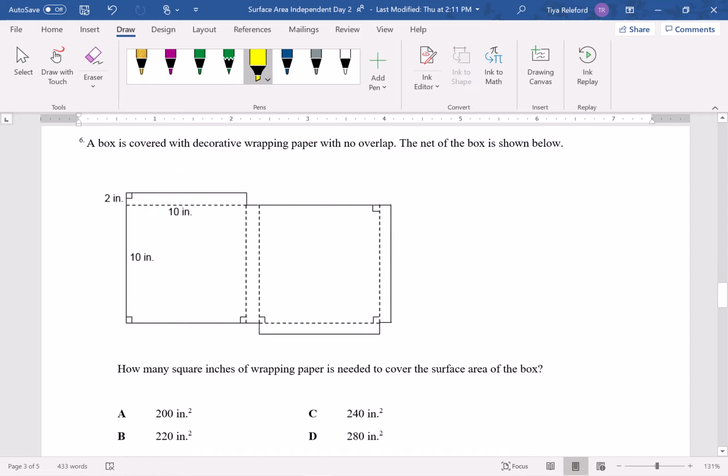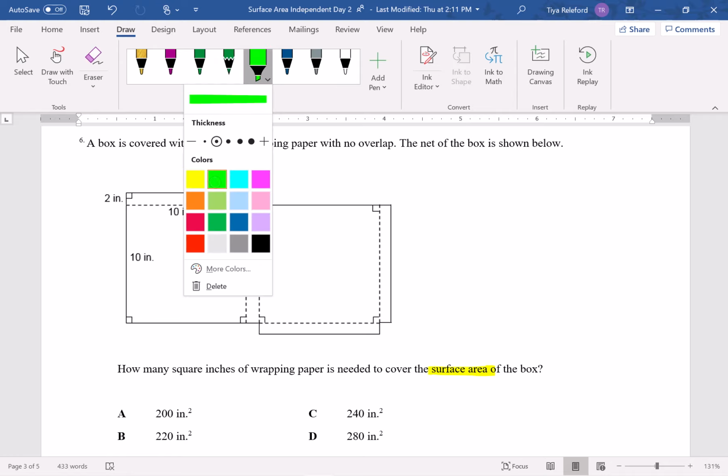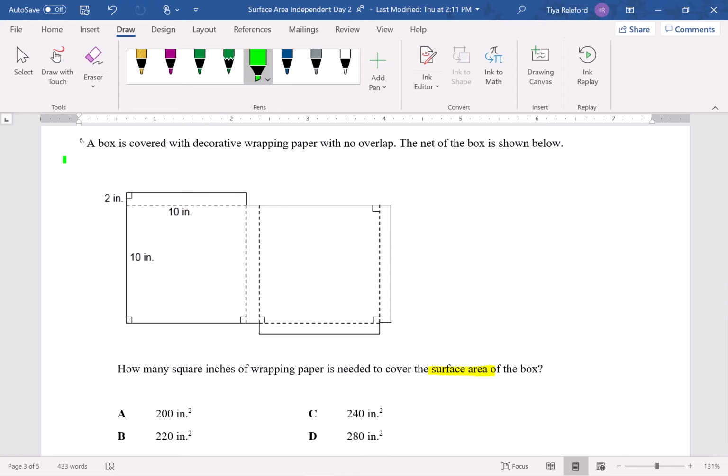A box is covered with decorative wrapping paper with no overlap. The net of the box is shown below. How many square inches of wrapping paper is needed to cover the surface area of the box? Now, we talked about the 2 different kinds of surface area. One is lateral and one is total. Our example for total was wrapping paper. So you're going to find the total surface area for the whole thing.